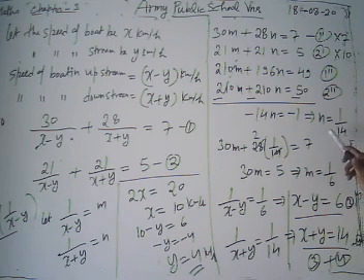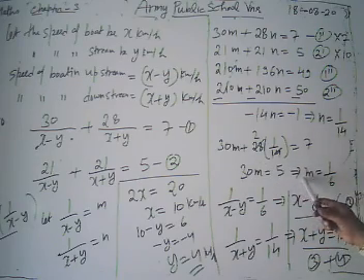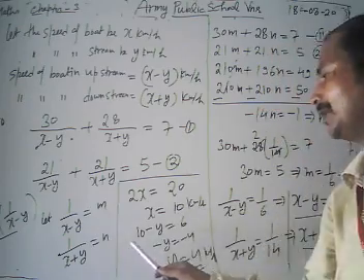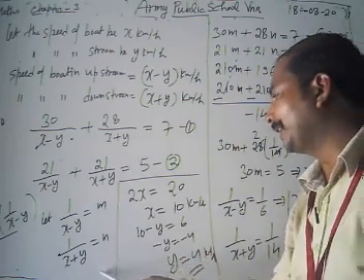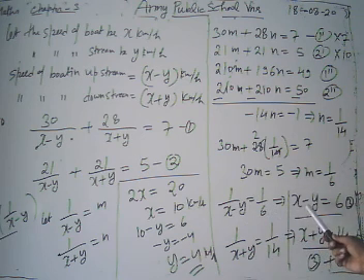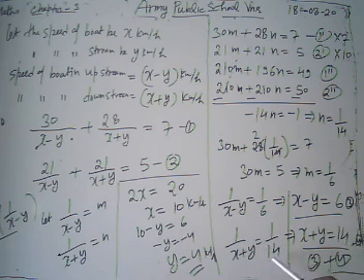After putting the value of n in our equation number 1, we get the value of m is 1 by 6. But our m is 1 upon x minus y and n is 1 upon x plus y. Then 1 upon x minus y equal to 1 by 6. From here we get x minus y equal to 6. And 1 upon x plus y equal to 1 by 14. From here we get x plus y equal to 14.